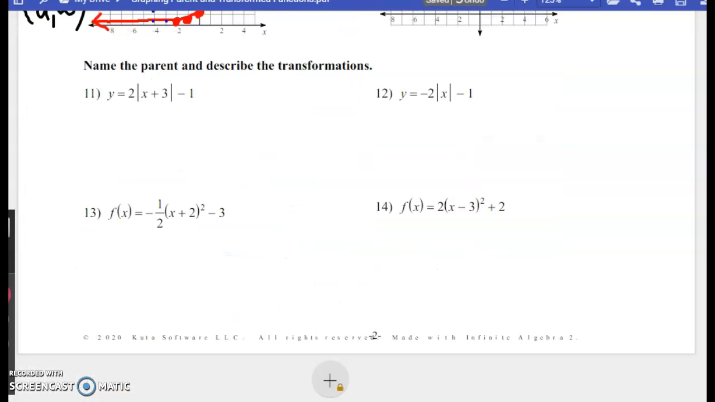All right, a couple more here. Let's go to the bottom. So different situation. I don't have to graph this time. It's just name the parent and state the transformation. So if I look at number 11, I'll stick with the odds here. Number 11, I see the parent is absolute value, obviously because of these absolute value bars. So my parent is absolute value.